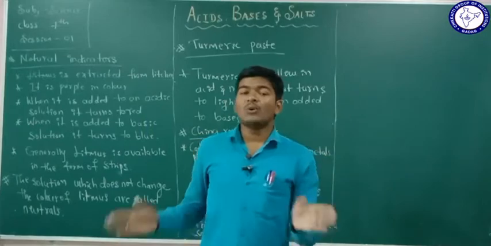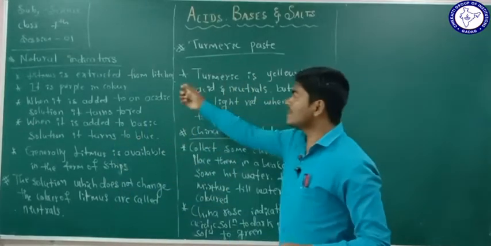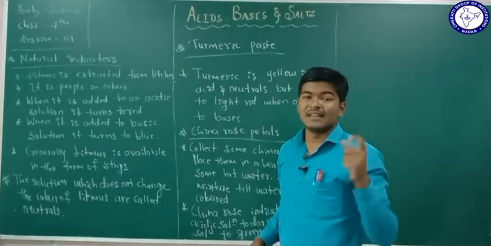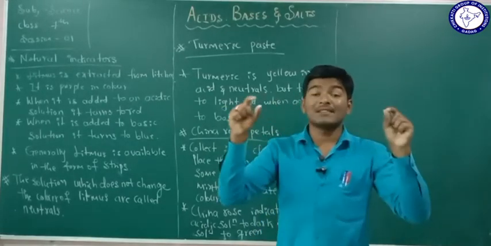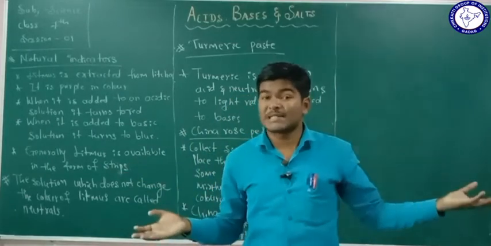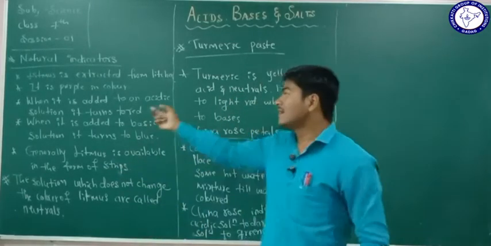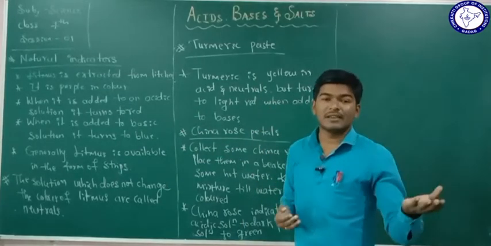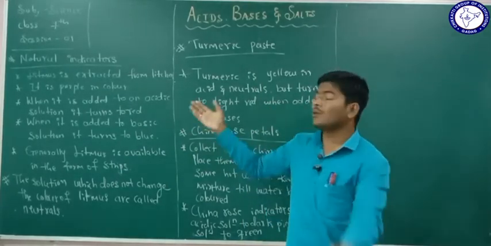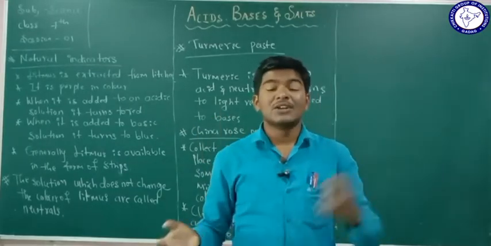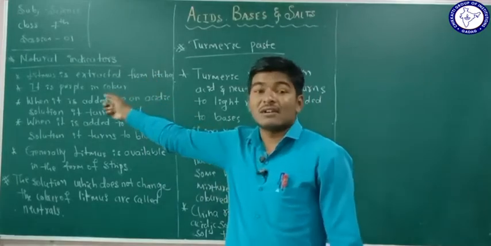Generally, litmus is available in the form of paper strips. You are familiar with red litmus paper and blue litmus paper. It is available in two colors, red litmus paper and blue litmus paper. What is the color change? How do we check whether a given substance is an acid or a base using the indicator called litmus paper?